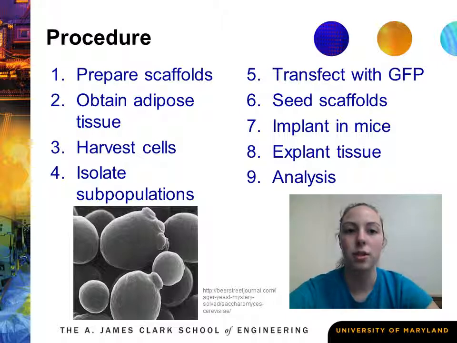After 6 weeks, the tissue was extracted from the mice and analyzed. Some analysis techniques include PCR to assess the gene expression, staining, and micro-CT scans. The results of this will be explained in the results section.